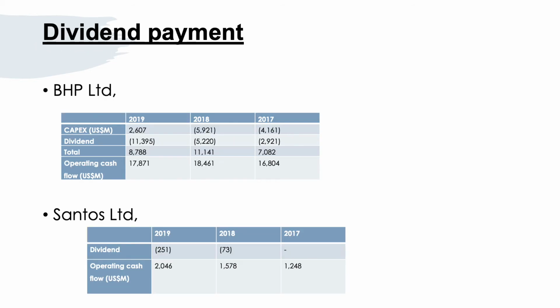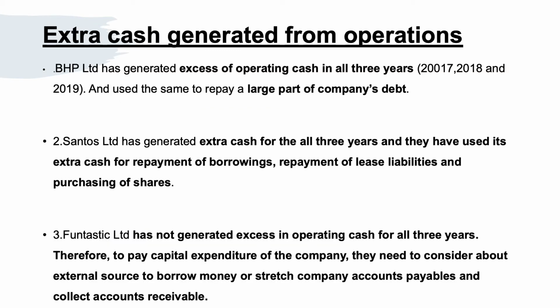Dividend payment. BHP Limited is able to cover its dividend payment for all 3 years, and Santos was able to cover its dividend, but in 2017 there is no evidence of dividend payment in Santos Limited.